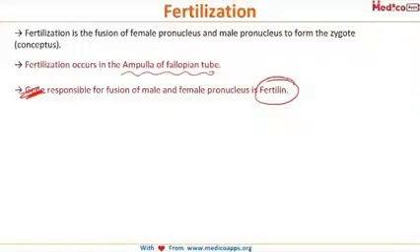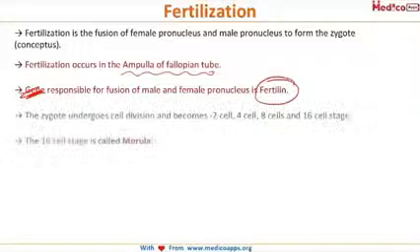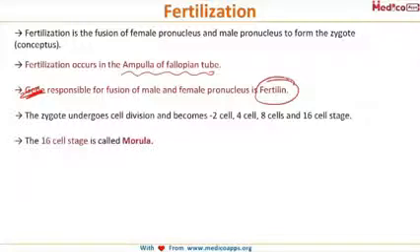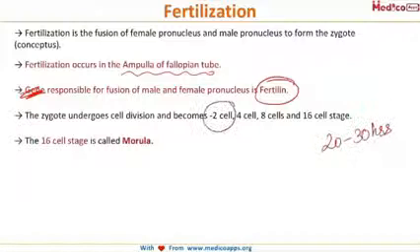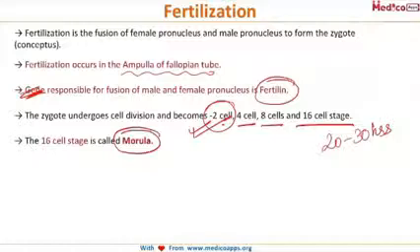Once the zygote is formed, mitotic division starts in it, and after 20 to 30 hours, it leads to the formation of two blastomeres. So it takes 20 to 30 hours for the formation of the two cell stage, and this is again one question. After this, it follows a binary type of division, and from 2 cell it becomes 4 cell stage, 8 cell stage, 16 cell stage, and this 16 cell stage has a special name, called morula, because it resembles a mulberry.